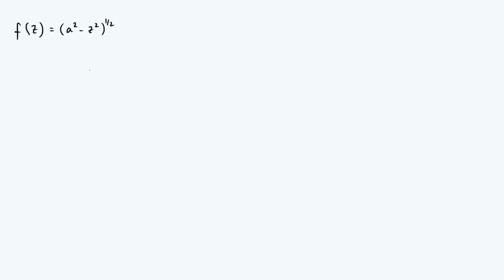So the first thing I want to do with this function is split it up into two factors using the difference of two squares. So it's (a² minus z²) to the half. We can write it as (a plus z) to the half, and then (a minus z) to the half.